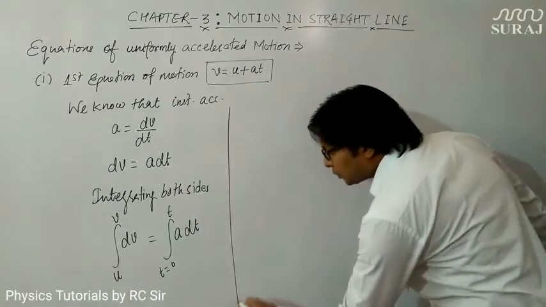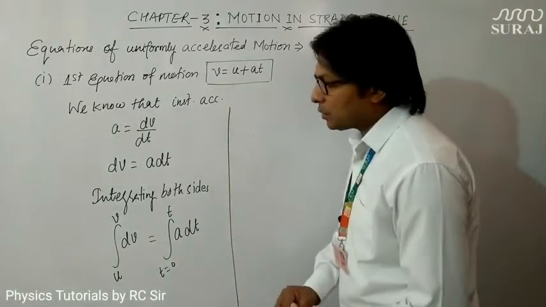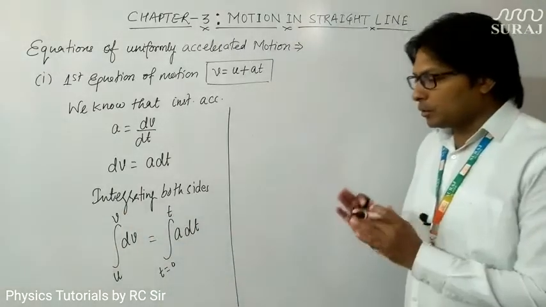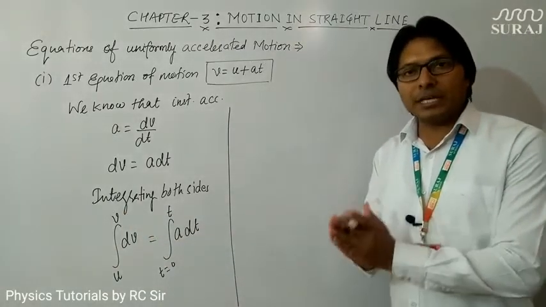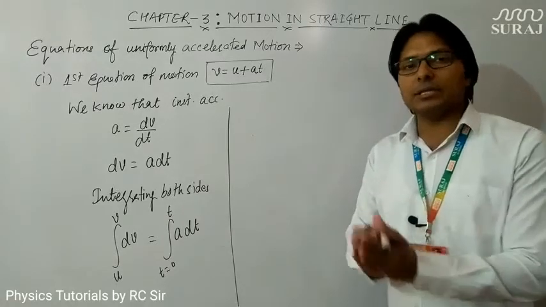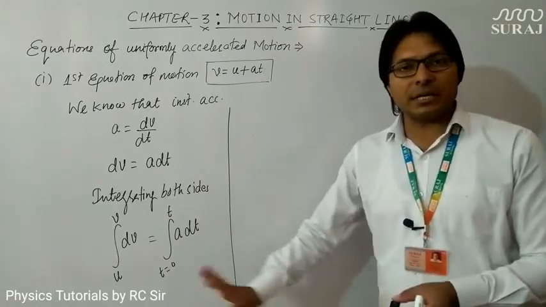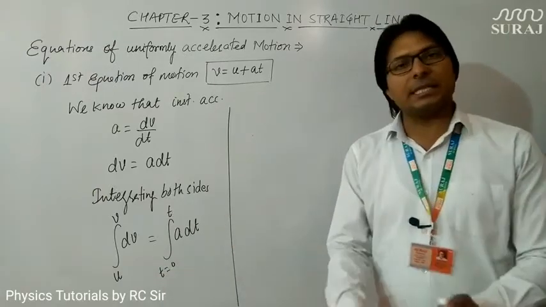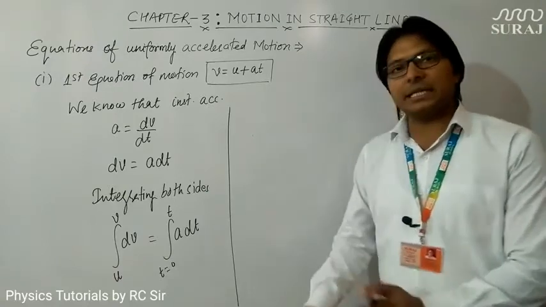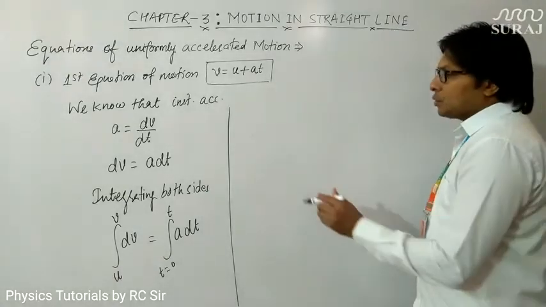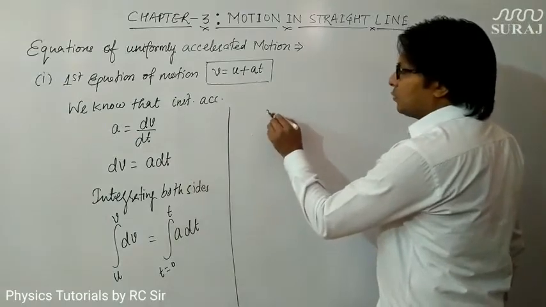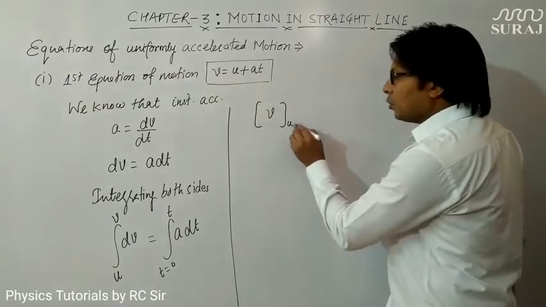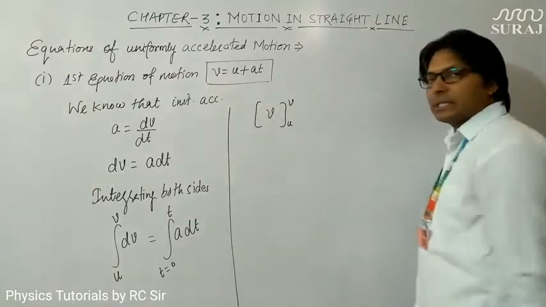So this is how these limits are written in the integration. Now we are going to integrate this equation. You must always remember that the integration of dx, dl, dt, dv is always whatever has been written. That is, if it is dv then the integration will be v, if it is dx the integration will be x, if it is dl the integration will be l. So the integration of dv is v, and we will write the lower limit here and the upper limit here.